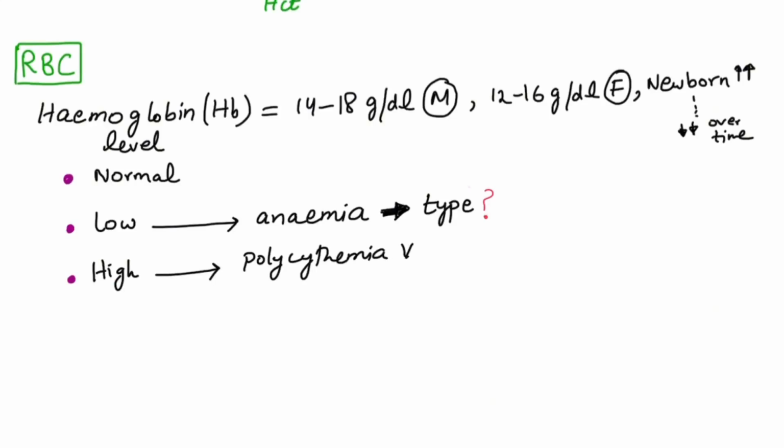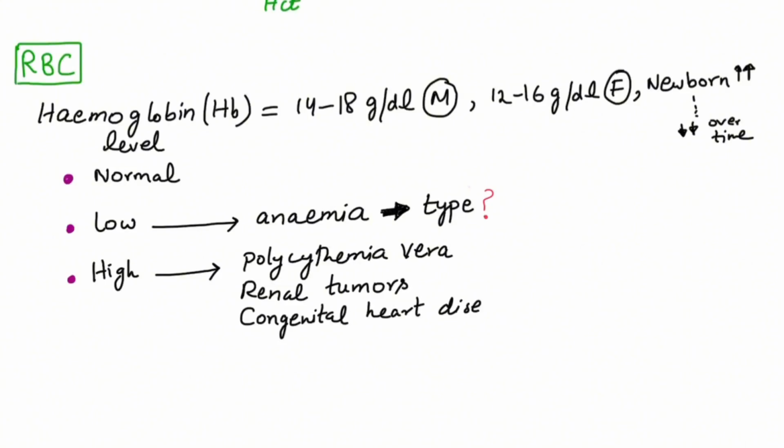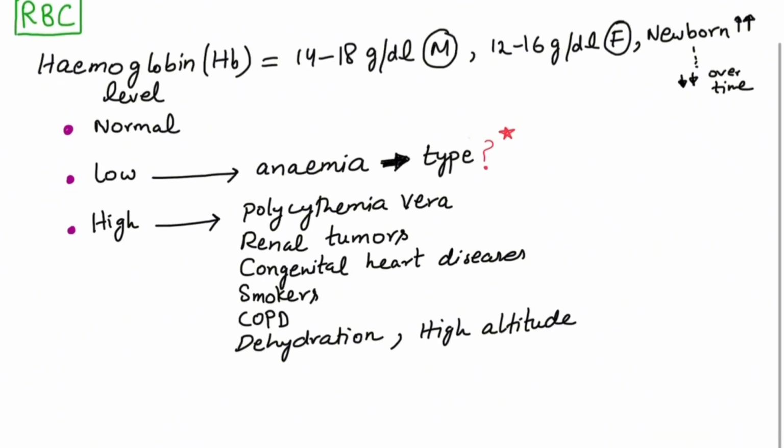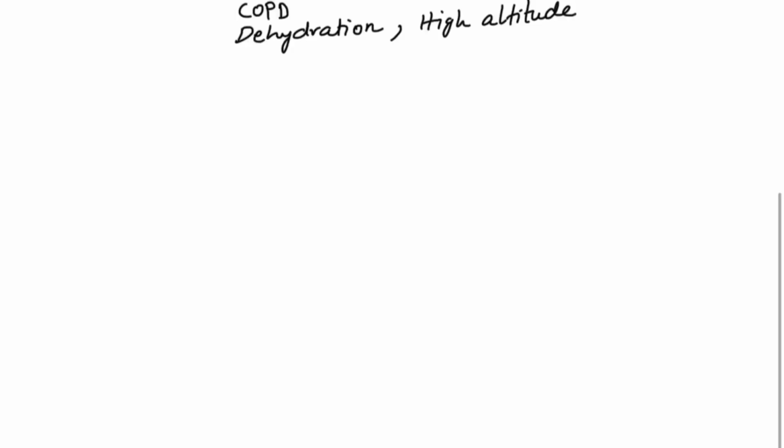The next thing that could happen is that the level of hemoglobin is high, as in polycythemia vera, and in renal tumors, because of erythropoietin, there could be a high level of hemoglobin. In congenital heart disease, there is more demand for oxygen, so it can be higher there as well. The same is the case with smokers, COPD, dehydration, and even people living at higher altitudes, where there is more demand for oxygen binding, so it can be a bit high in them as well.